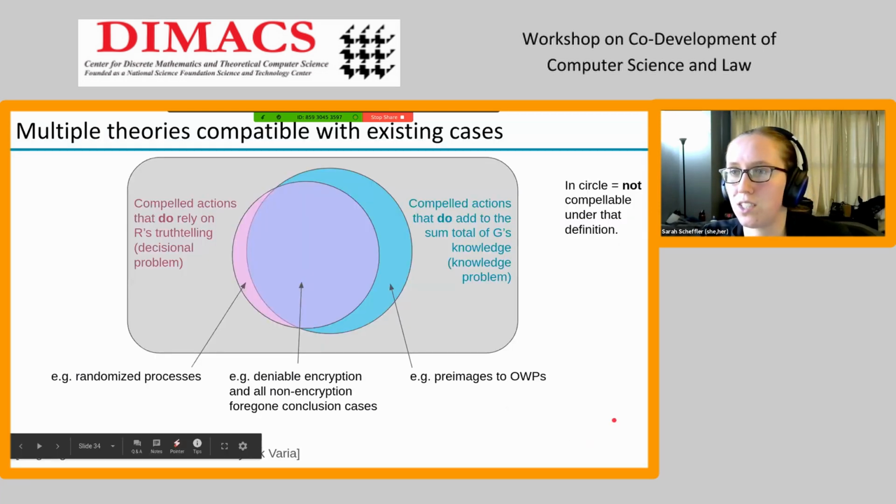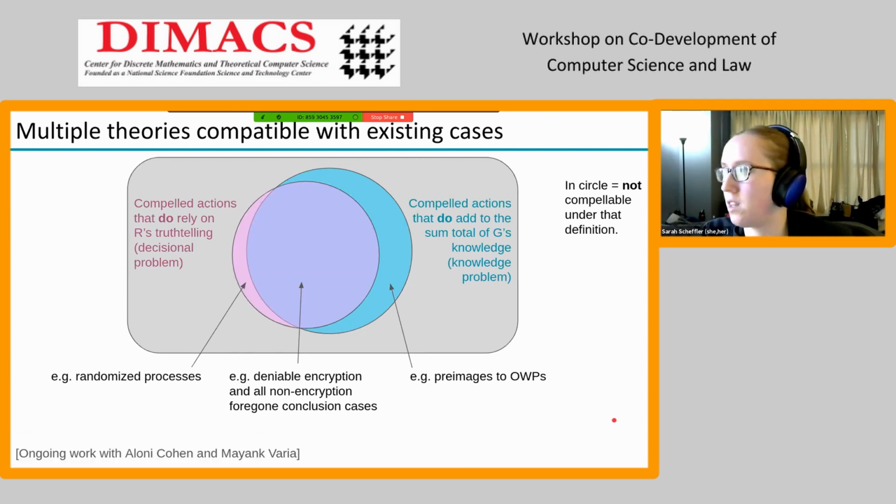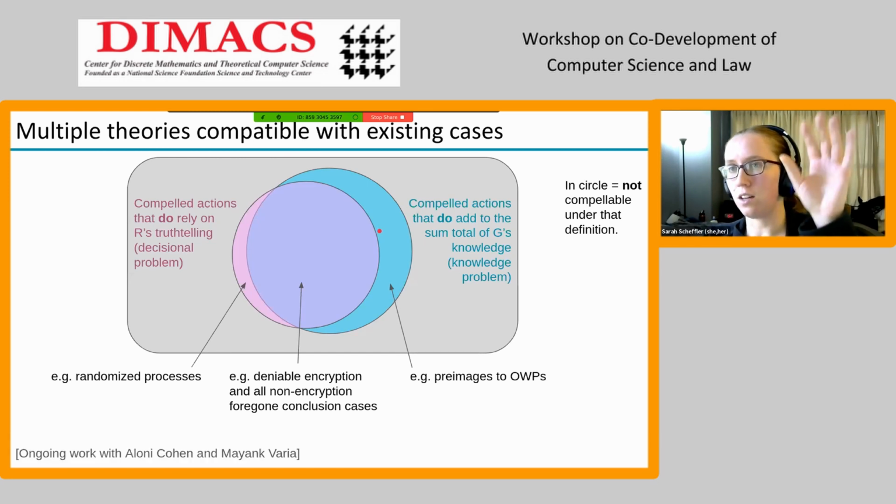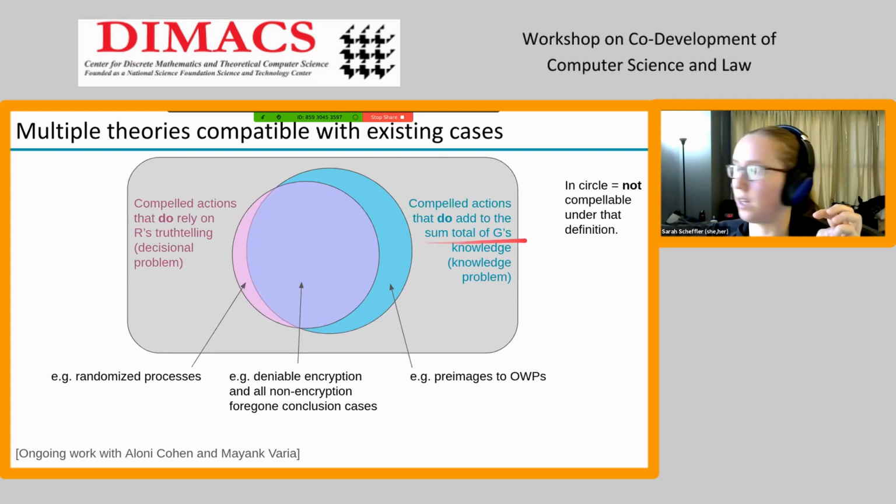So the biggest difficulty in all of these kinds of work is finding the right definition. So this talk and also the accompanying paper are using this blue definition for the foregone conclusion doctrine. So we keyed in on this one key phrase, which is adding to the sum total of the government's knowledge. And we said, oh, we're cryptographers. We know how knowledge works. We can definitely say something about when an action does or does not add to the sum total of the government's knowledge. So that's what we did in this work.